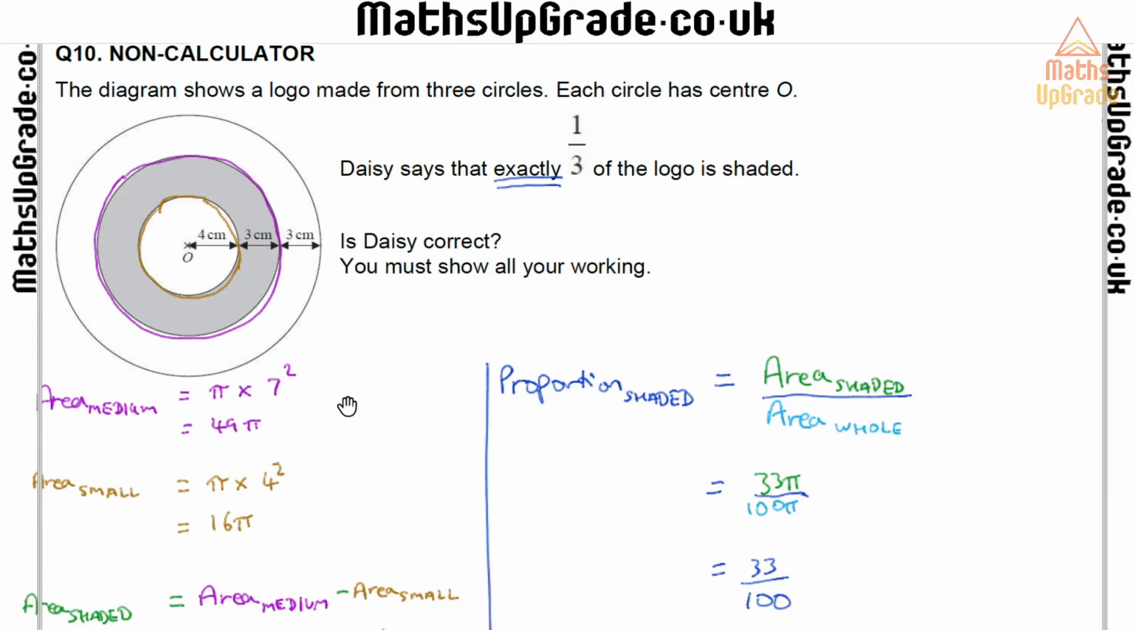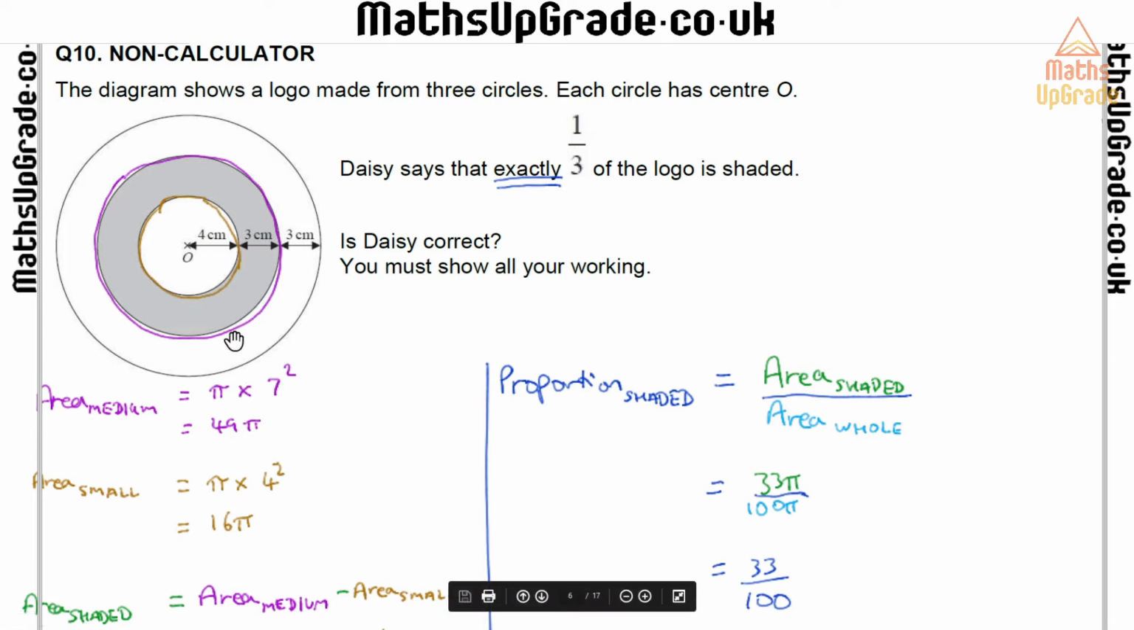So first of all, I'm going to find the area of this medium circle, the whole of the medium circle. Well, the area of a circle is given by pi r squared. So that's pi times 7 squared, because the radius of this whole purple circle, imagine if it's all shaded, is 7. So pi times 7 squared, 49 pi. The area of this inner circle here, the white section, is pi times radius squared, pi times 4 squared, which is 16 pi.